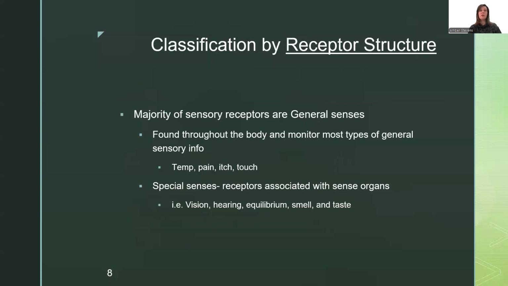All right, so some receptors are simple and are found throughout the body for general senses like pain or temperature, but others are very specialized and are located in sensory organs. So, like your eyes and your ears, for vision, hearing, and balance. Those ones are very specialized.